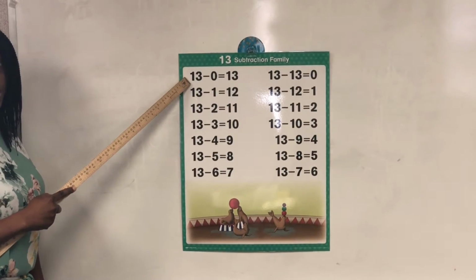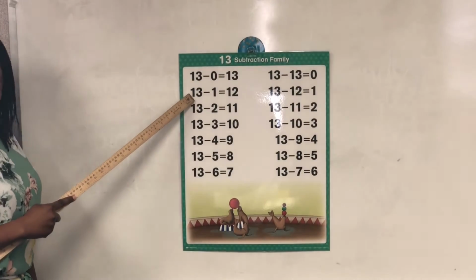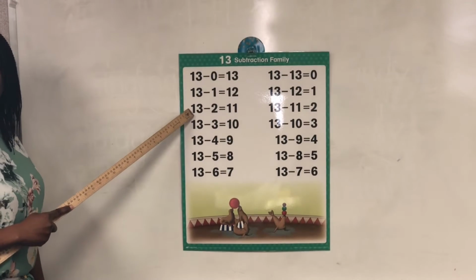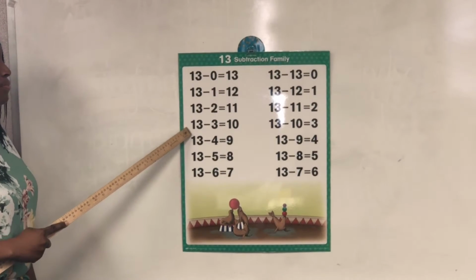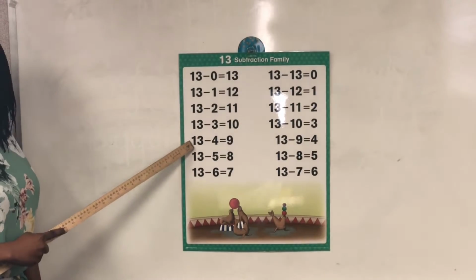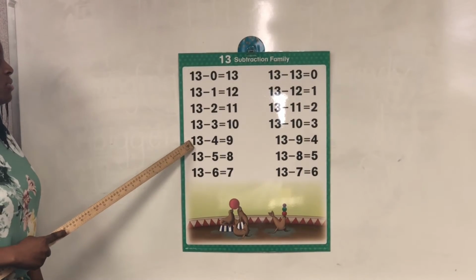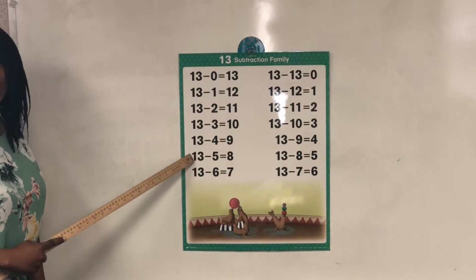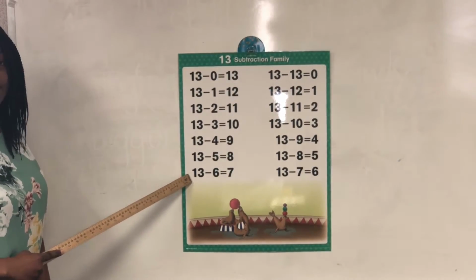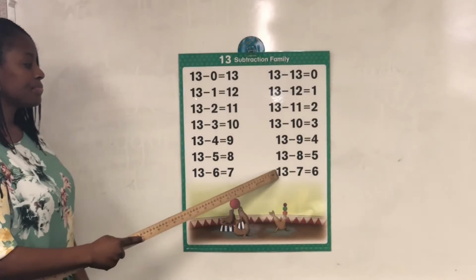13 minus 0 equals 13. 13 minus 1 equals 12. 13 minus 2 equals 11. 13 minus 3 equals 10. 13 minus 4 equals 9. 13 minus 5 equals 8. 13 minus 6 equals 7.